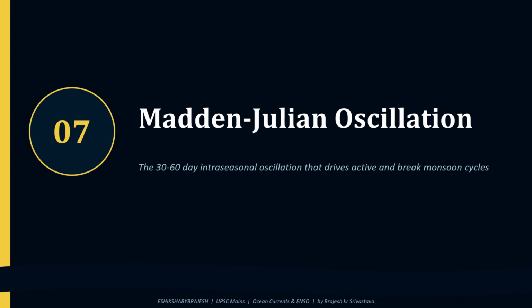Module 7. The Madden-Julian Oscillation, or MJO. ENSO and IOD operate on interannual timescales, year to year, but even within a single monsoon season, rainfall is not uniform. Some weeks India drowns in monsoon rains, other weeks it is hot and dry. What drives this within-season variability? The answer is the MJO.